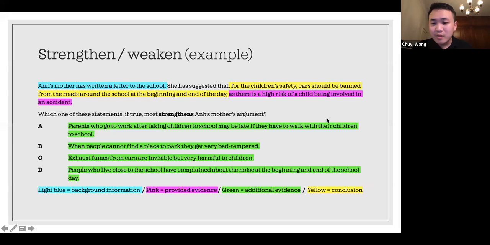Now let's filter out the last one to see why that's the only right answer. People who live close to school have complained about noise at the beginning and end of the school day. Well, complaining about noise has nothing to do with the children's safety. So let me explain again why C has to be the right answer here. Let me give you the logic again.